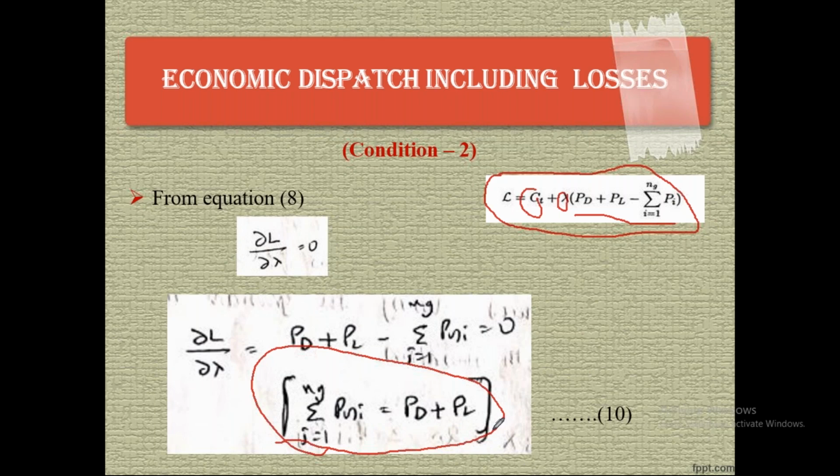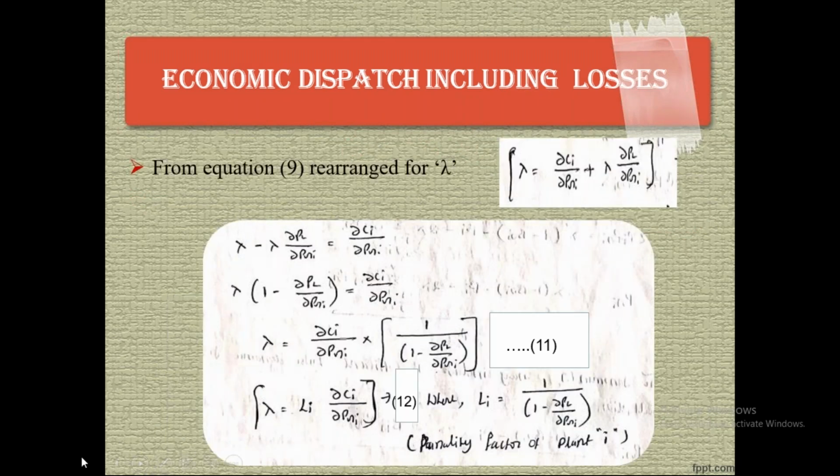Now by using these two conditions, we are going to derive the power balance equation, and we are going to schedule the particular plant. Now from equation 9 we rearranged for lambda. This is the equation we obtained from case 1, that is, when we differentiate L with respect to ∂PGi. From this we got this formula, which has the incremental fuel cost and the incremental transmission loss.